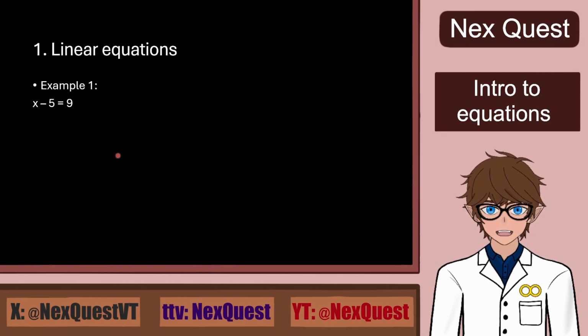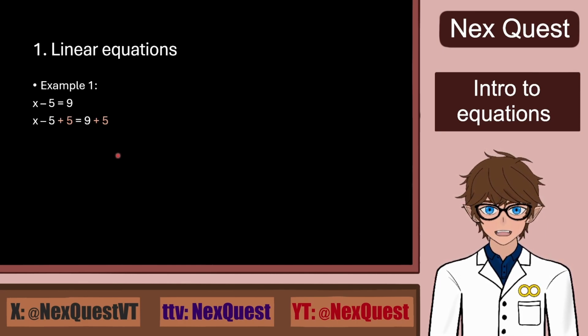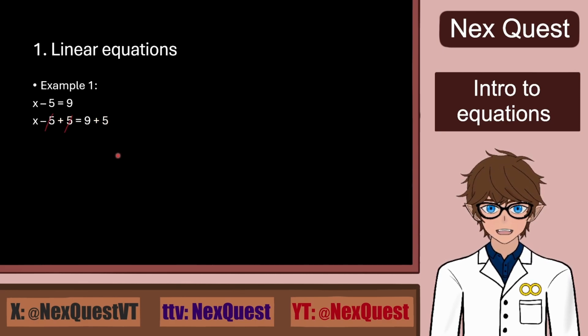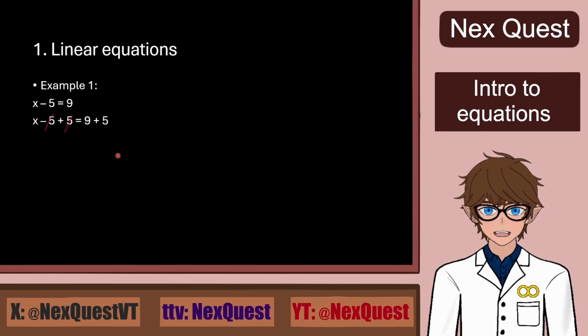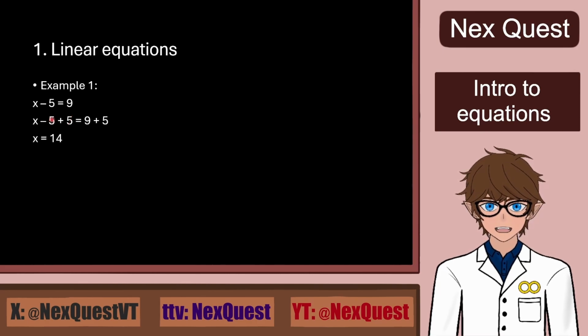First example is x minus 5 is 9. So we will remove the minus 5 on the left by adding 5 on both sides, which gives us x minus 5 plus 5 equals 9 plus 5. We see that the 5's cancel each other out. We get x is 14.